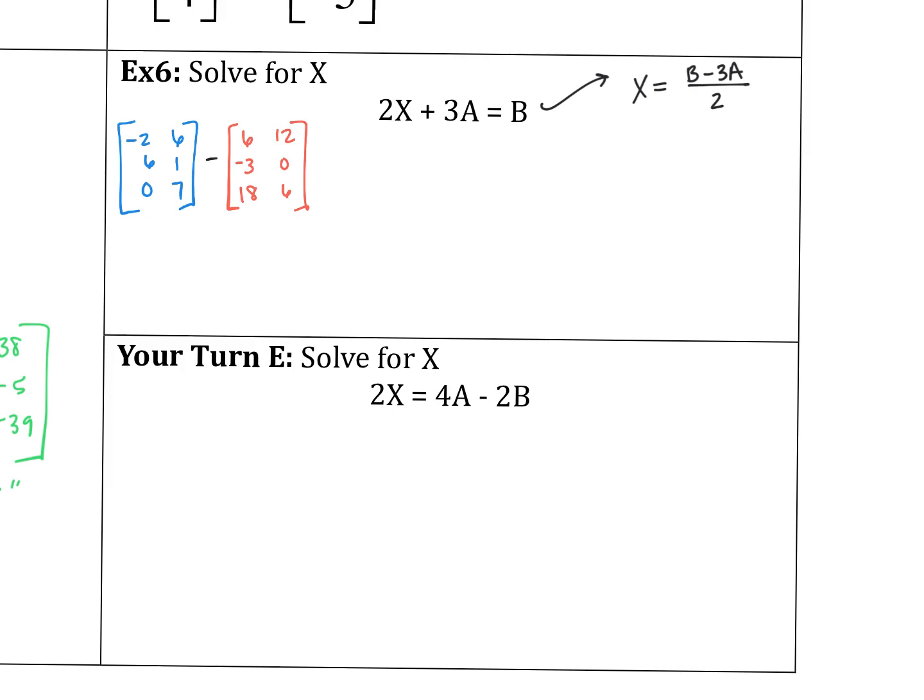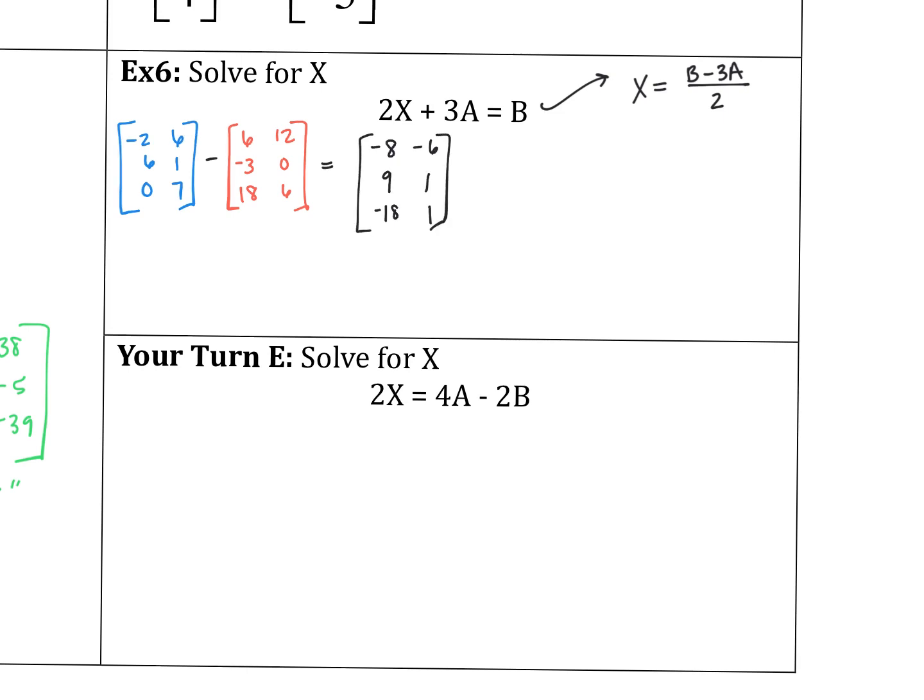Okay, and so let's go ahead and subtract these two matrices. Negative 2 minus 6 is negative 8. 6 minus 12 is negative 6. 6 minus a negative 3 is a positive 9. 1 minus 0 is 1. 0 minus 18 is negative 18. And 7 minus 6 is 1.